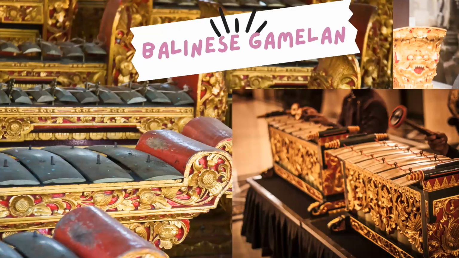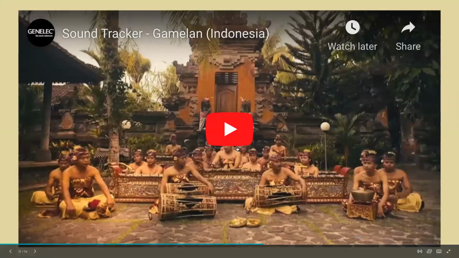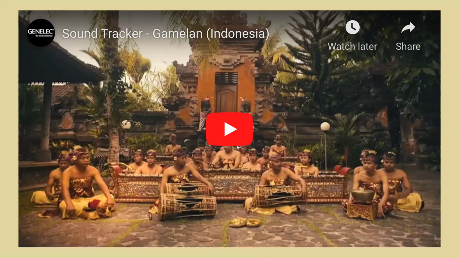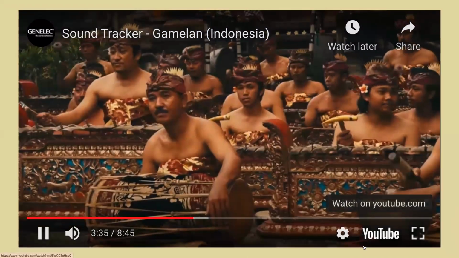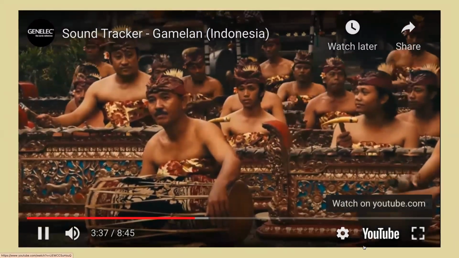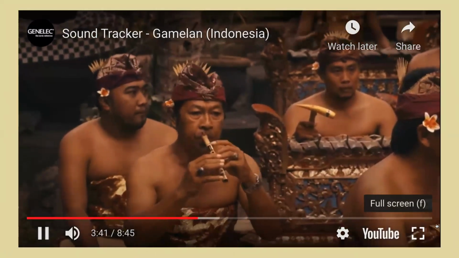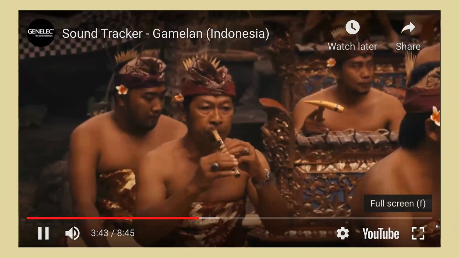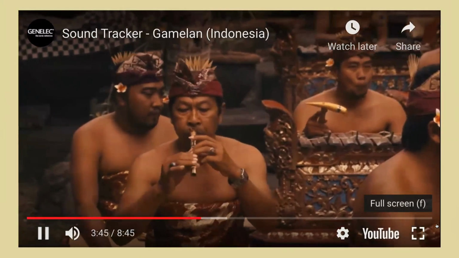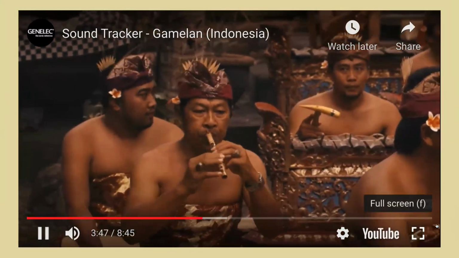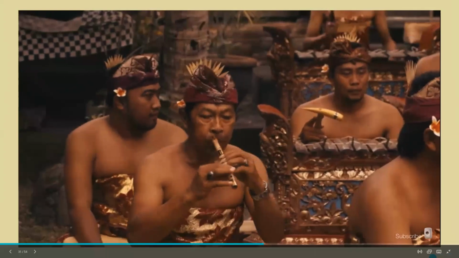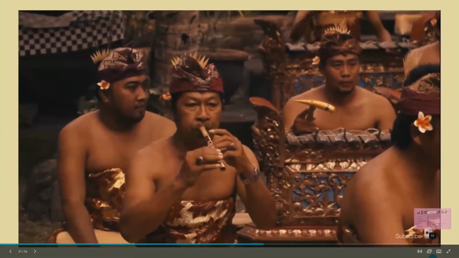Let's get to know the Balinese gamelan. Observe keenly the sound of this Balinese gamelan. How does it differ from the Javanese gamelan? What do you call that particular instrument? Yes, it is called suling.